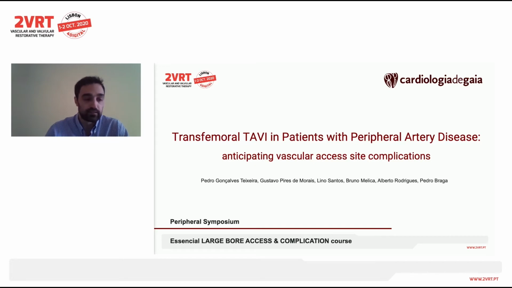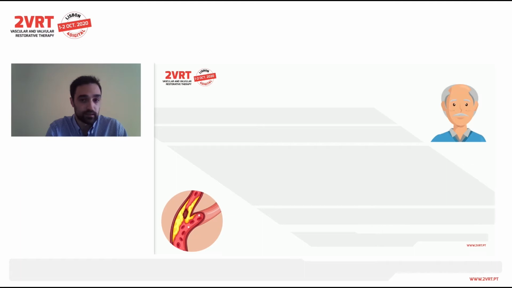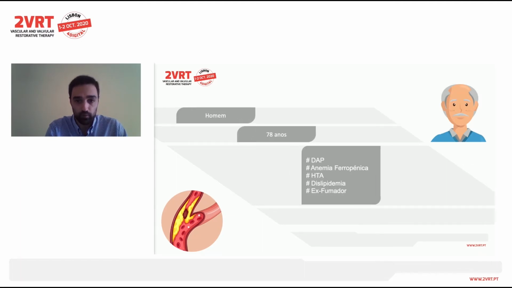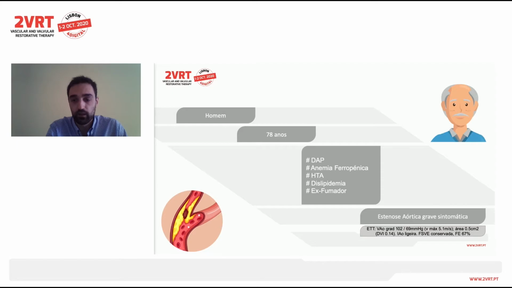We have here a 78-year-old male with several cardiovascular risk factors and peripheral artery disease. I don't bring here the echo and coronary angiography images, so you will have to believe me when I say he has severe symptomatic aortic stenosis with preserved left ventricle function and no coronary artery disease.